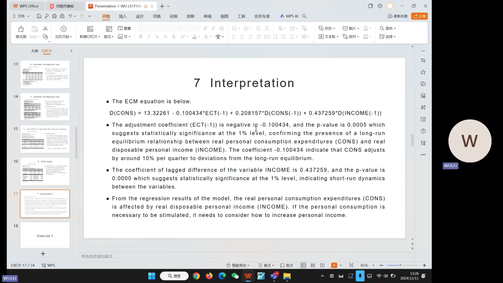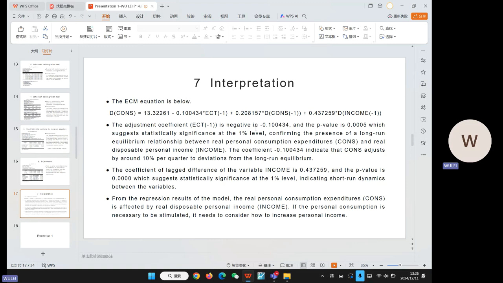The coefficient minus 0.100434 indicates that the series adjusts by around 10% per quarter to deviations from the long-run equilibrium. The coefficient of the lagged difference of the variable income is 0.437259 and the p-value is 0, which suggests statistical significance at the 1% level, indicating short-run dynamics between the variables.